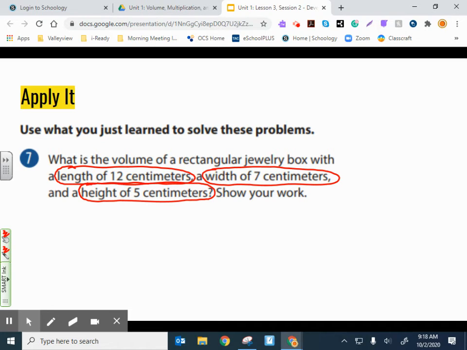I'm a visual learner. My brain kind of frizzles out when I see so many words and I don't know how to do a word problem. So if I circle things that I know are important, I know I can take the circled things and find my answer. So let's do this.